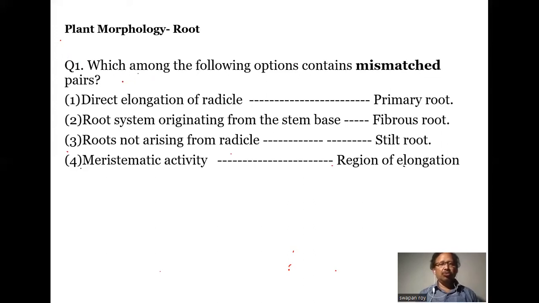Solution of some important questions for NEET from biology. Topic: plant morphology, root. Question number 1. Which among the following options contain mismatch pairs?